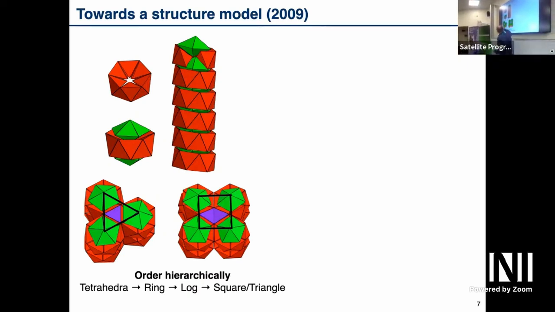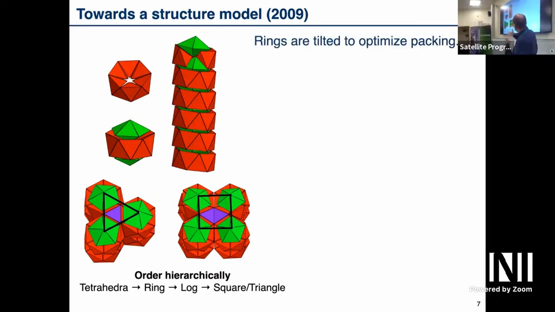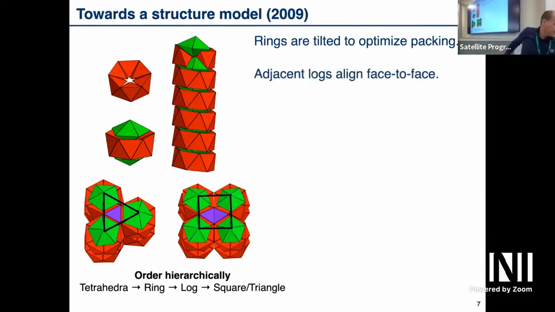So the hierarchy: tetrahedra form rings. The rings form these blocks, these columns. And then you can form square and triangle tiles. And then if you have a square and triangle tile, you can tile this. I mean, this is periodic in this direction, but in the other direction you make a square-triangle tiling. So you see the rings are slightly tilted. This will be important to optimize density. And that doesn't work.